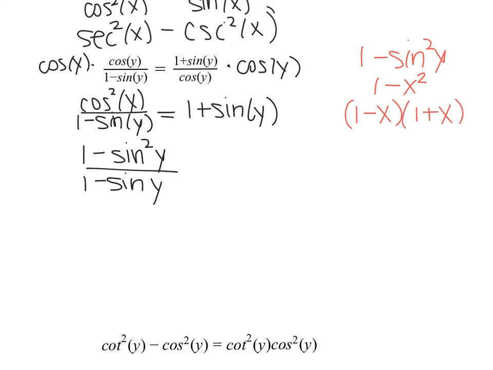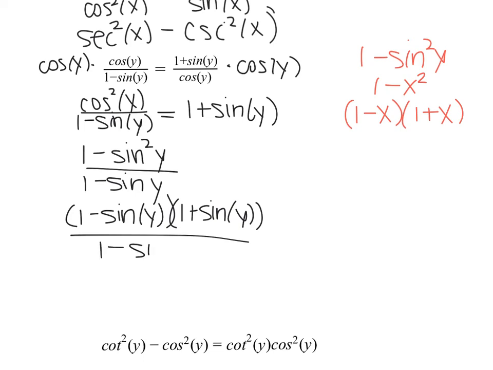I can do the same thing with my trig function. I can rewrite 1 minus sine squared y as, I can factor it as 1 minus sine y times 1 plus sine of y, all over 1 minus sine of y. Now I have a 1 minus sine of y in my numerator and denominator, which can cancel, and we're left with 1 plus sine of y. And I have now verified my identity.